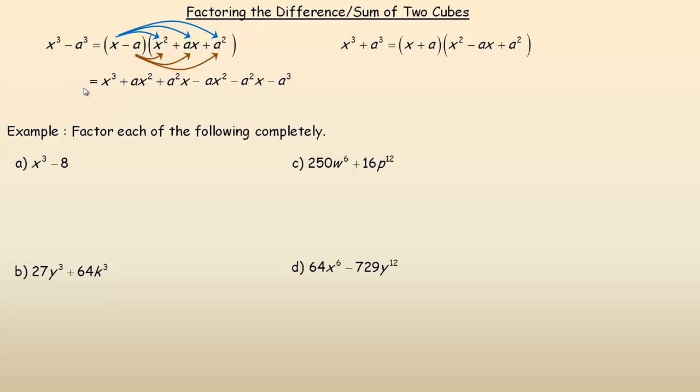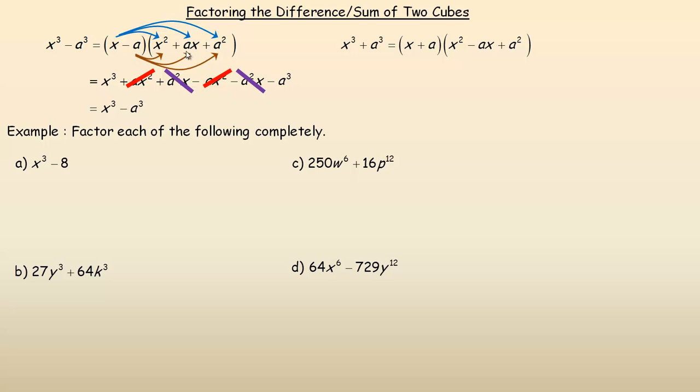So I'm just again trying to demonstrate that this does expand to give us x cubed minus a cubed. Now this term and this term are opposites, as are the a squared x and minus a squared x. They're opposites, and so all that adds to 0, and we just get x cubed minus a cubed. And that demonstrates that these are the two factors of x cubed minus a cubed.